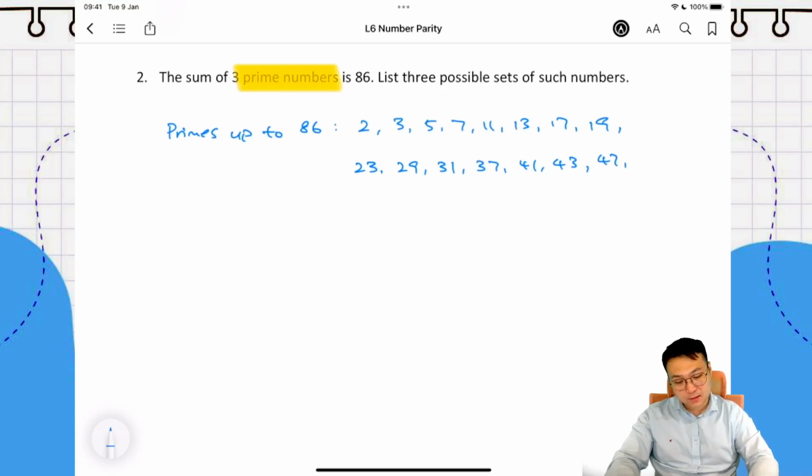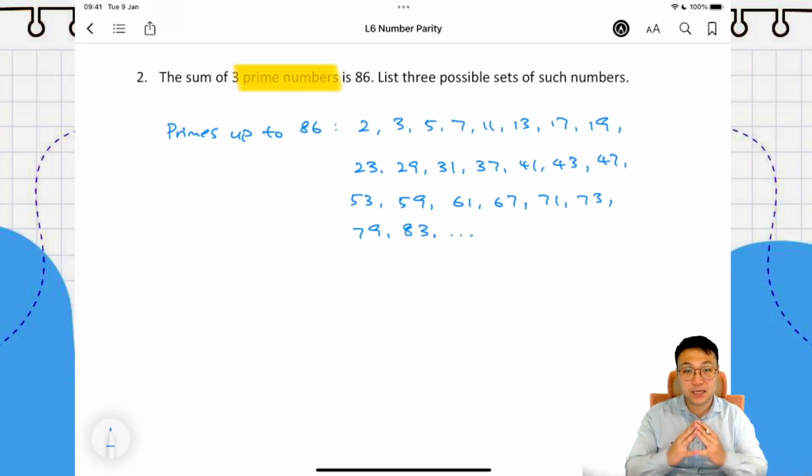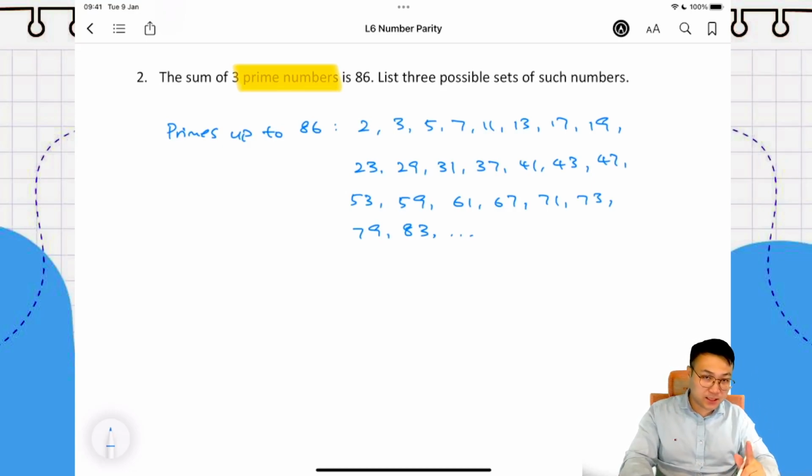Just making a list up till 86, okay? Okay, I guess that's it. So, students, I've made a list of prime numbers up till 86. We don't want to go bigger than that because they're telling you that the sum of 3 prime numbers is 86. They're asking us to identify 3 sets of prime numbers that add up to 86.